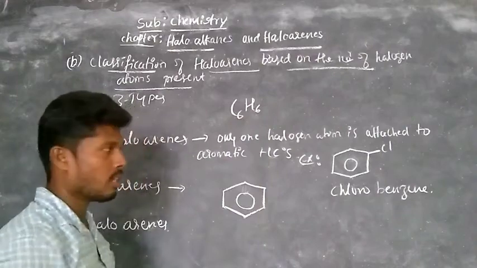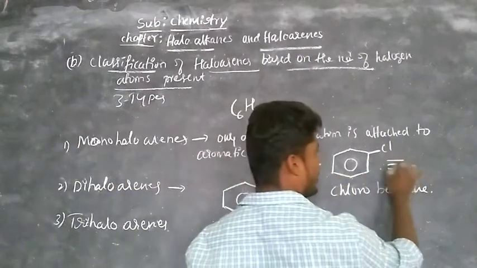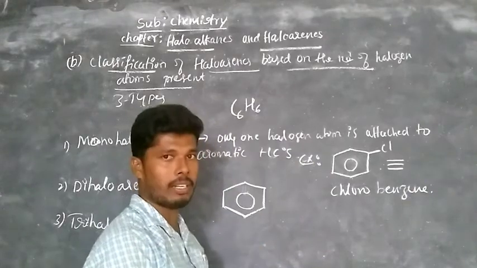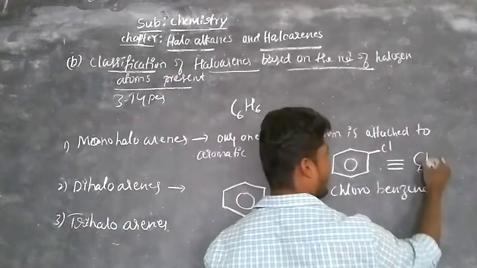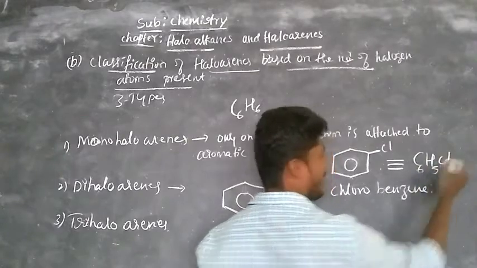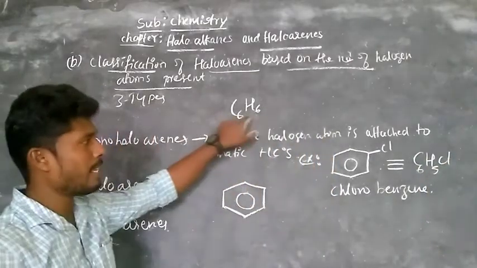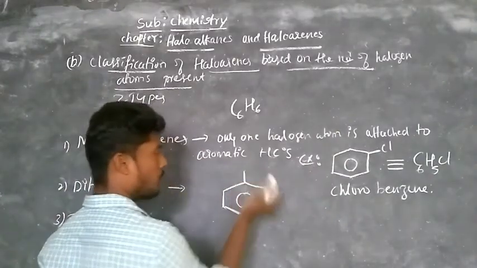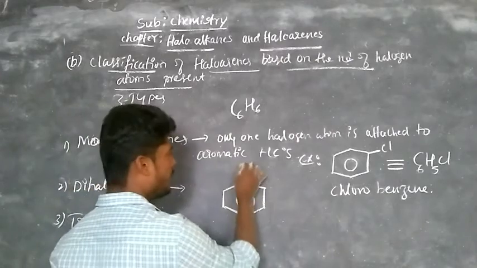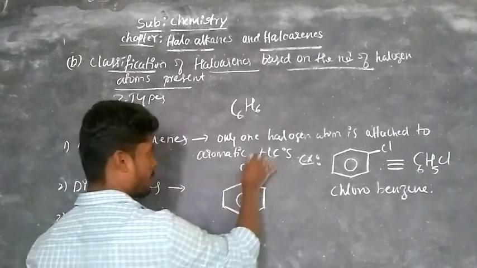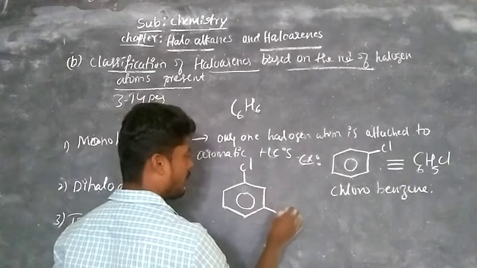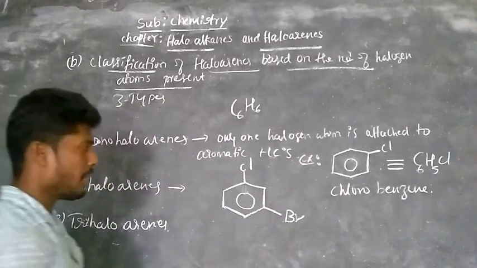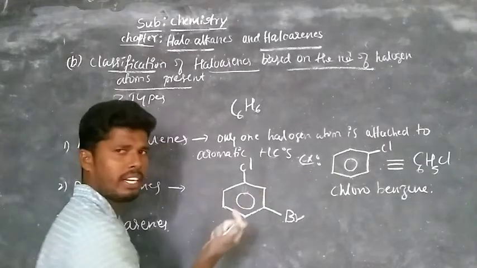There are 6 hydrogens. Now this can also be written as C6H5Cl, because one of the hydrogens is replaced by chlorine. Here, two hydrogens are replaced by two halogen atoms: here chlorine, and here one bromine. Either you write here or here, anywhere, your wish.